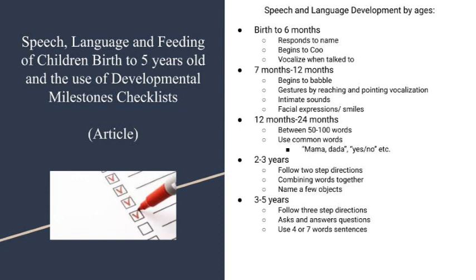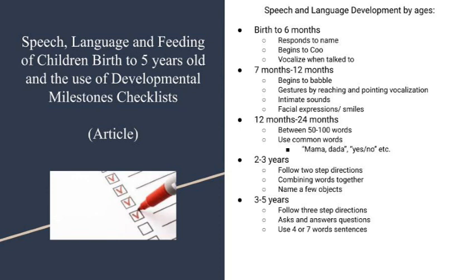Anywhere from the ages 2 to 3 years old is when they start to follow two-step directions, combining more words together, naming a few more objects, being able to express their needs, what they would like, what they don't like. Anywhere from the ages between 3 to 5 years old, this is when children will follow more of the three-step directions, asking and answering questions, using 4 to 7 word sentences, being able to more express their needs, having full-on conversations with children, with people around them.